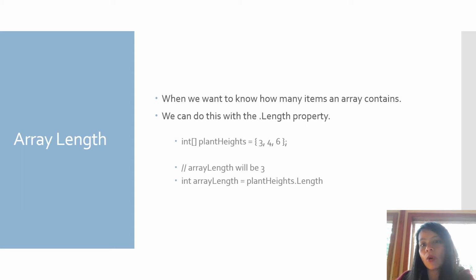So when we want to know how many items an array contains, we can do this with the .length property. Okay, so we have here this array called plantHeights, which is containing integers. So the array length is going to be 3. And to find the length, okay, here I have a variable called arrayLength, which is of type integer. And then arrayLength, the value would be plantHeights array's length property, .Length. Okay?